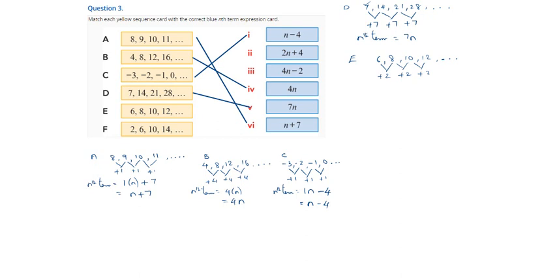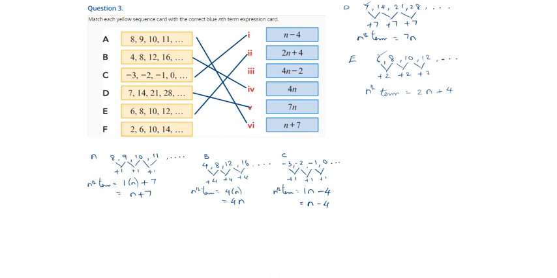So here the nth term is equal to 2n. If you put n is equal to 1, 2 into 1 is 2. To get 6, we have to add 4. So 2n plus 4, this is the second blue card. E matches with 2.